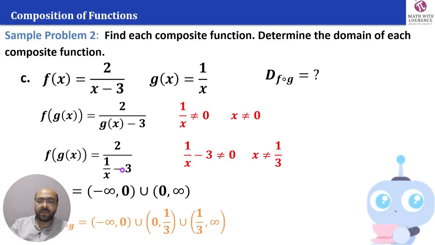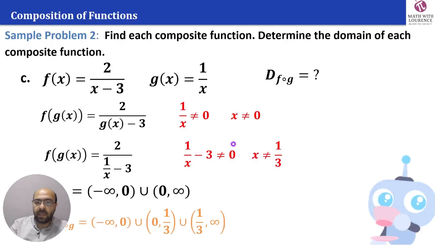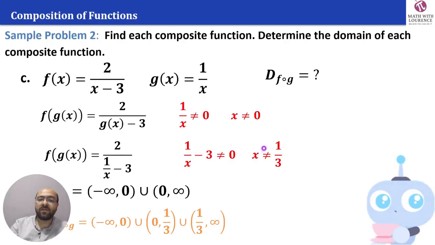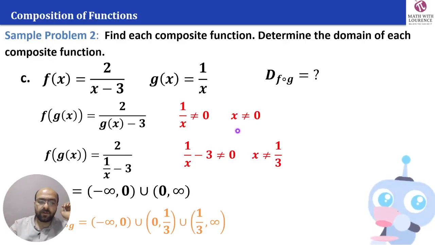Because of that, this should not equal 0. I will take 3 to the other side, and by reciprocal, x is not equal to one third. And also g of x should not equal 0, which means x not equal 0. So when I combine them, the domain is all of R except 0 and one third. That is from negative infinity until 0, from 0 until one third, and from one third until positive infinity. Excellent.